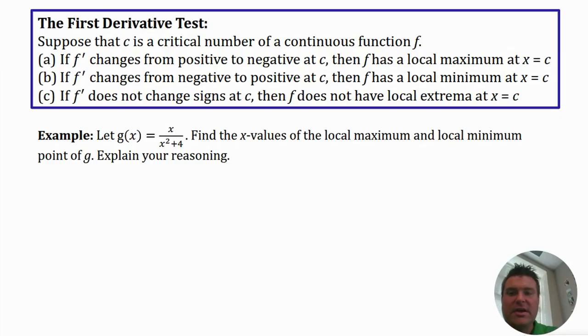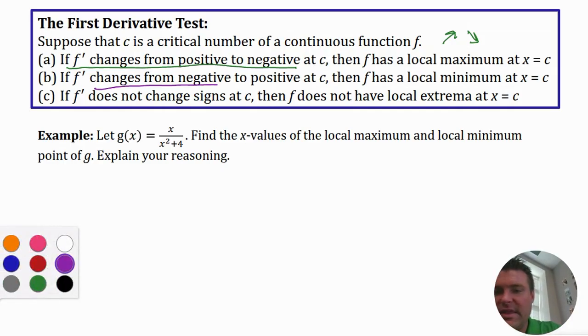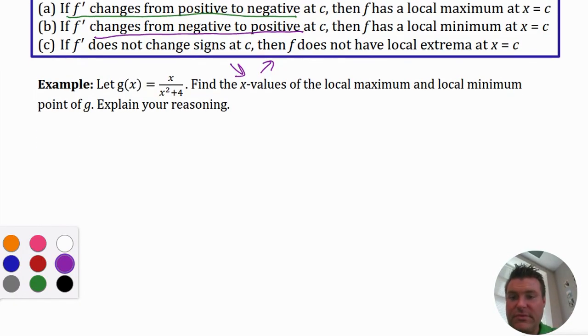So pretty much, for A, I'll underline this. If this changes from positive to negative, that just looks like this. So positive, increasing, then decreasing, right? That's going to give us a local max. Makes sense. And then if we are changing from negative to positive, I'll draw it right here, purple. That's going from decreasing to increasing. So there you go.